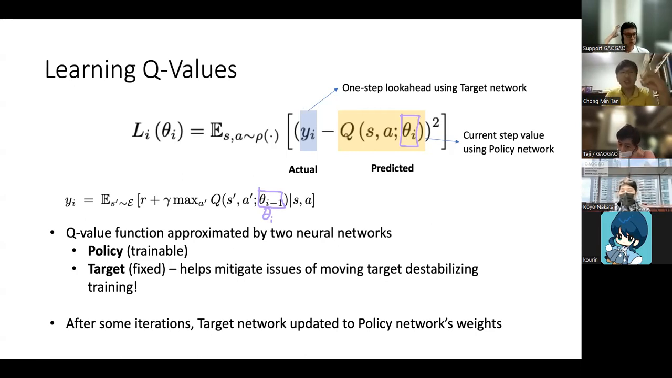So that's why we need another network, a target network that is fixed, so that we don't have a moving target. If you have a moving target, it's very, very hard to hit. You step towards the target, it moves. You step to the target, it moves. So in order to make sure that this doesn't happen, we have a fixed network called the target network. And after some iterations, we then update the target network to be the same value as the policy network.